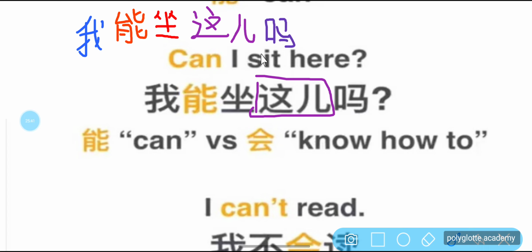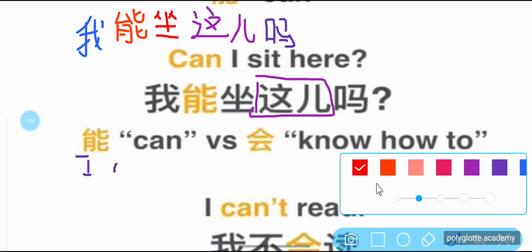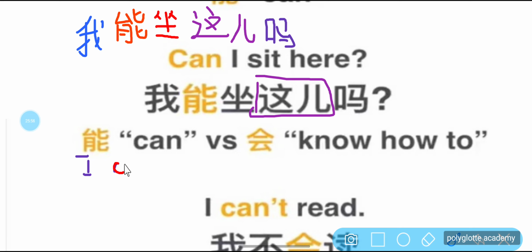So we can now do the complete translation, which is wo, which is I, nung, which is can. We can use a different color for that. And tuo, which is to sit. So this is I can sit.